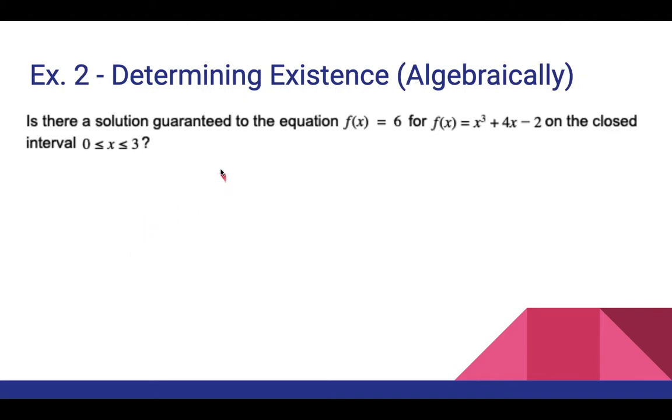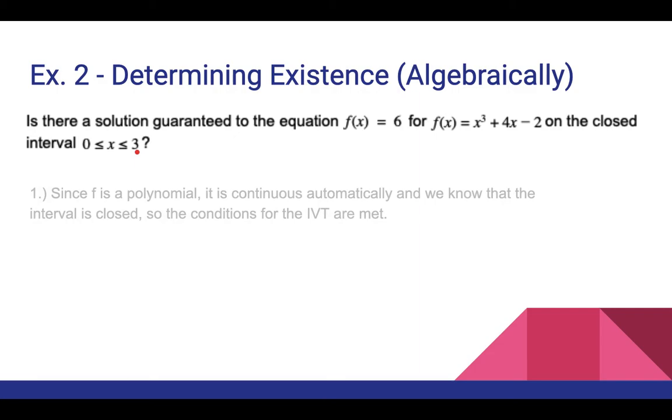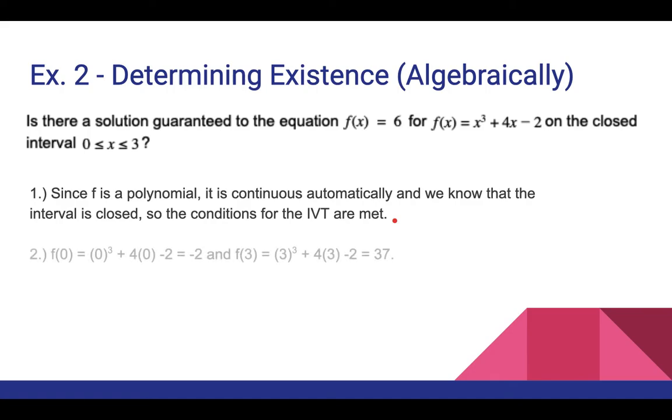So now let's look at an algebraic example. Is there a solution determined to this equation f of x equals 6 when f of x equals x cubed plus 4x minus 2 on the closed interval 0 to 3? As we've talked about, since f is a polynomial, it is continuous automatically, and we know that the interval is closed, so the conditions for the intermediate value theorem are automatically met.